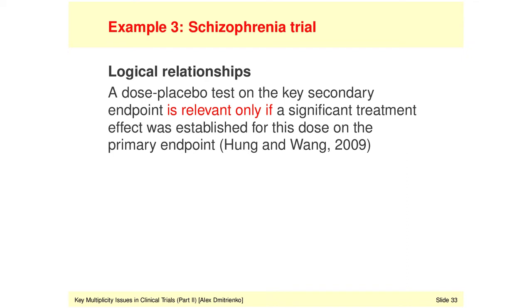It is emphasized in this paper that whenever we have to deal with similar two-dimensional multiplicity problems, it is most relevant to consider the following class of logical relationships. It is stated in this paper that a dose placebo test on the key secondary endpoint is relevant only if a significant treatment effect was established for this dose on the primary endpoint. Using this information, let's now come back to the diagram and see what would be the most meaningful way to connect the boxes that correspond to the null hypotheses of interest.